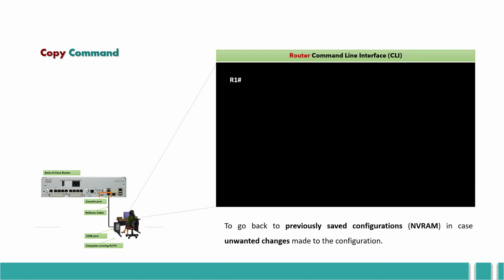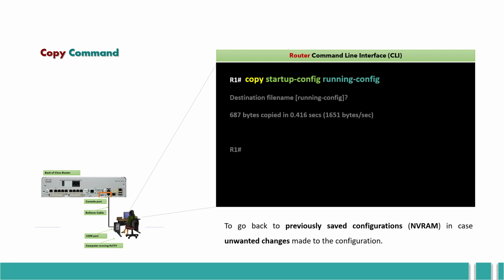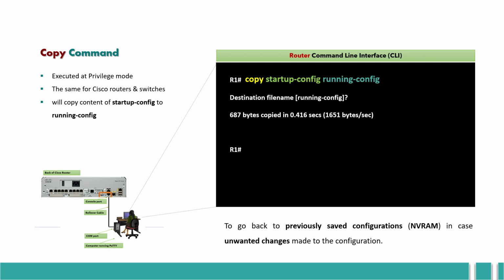To go back to previously saved configurations in a startup-config file in NVRAM, in case you made some unwanted changes to the configuration of your device, perform following command at privilege mode. Copy space startup-config space running-config, press enter. This command must be executed at privilege mode. It's the same for both router and switches, and will copy the content of a startup-config file to the running-config file.